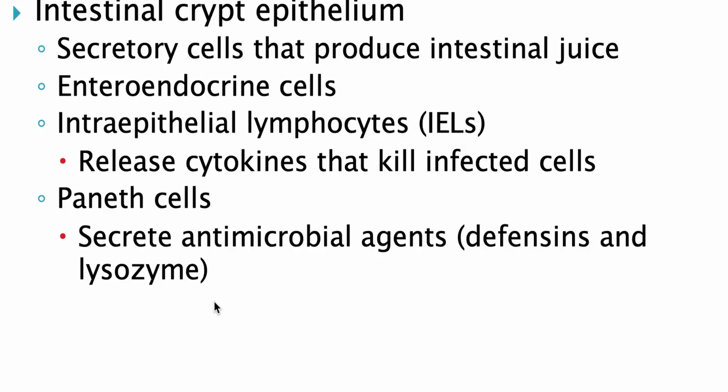We also see the retention of, so we don't call them pits in the small intestine, we call them crypts, intestinal crypts. And these are where the secretory cells are that produce intestinal juice. Intestinal juice is really just water. We see endocrine cells, and then we see these types of cells that produce, so you have the IELs, which try to destroy infected cells, and the Paneth cells, which secrete antimicrobial agents. And so we're creating this barrier between what's in the lumen and what is inside our body.